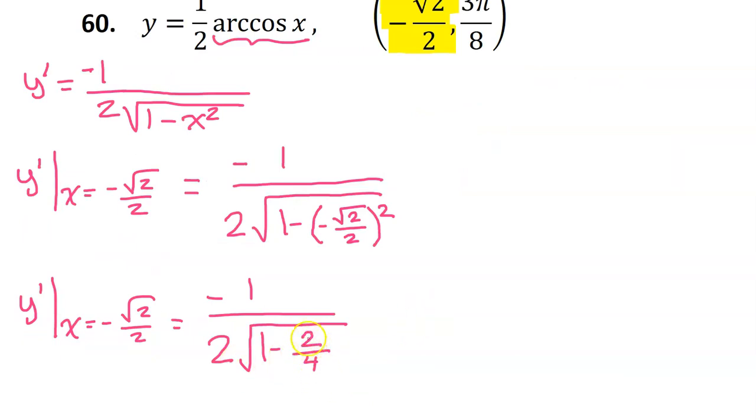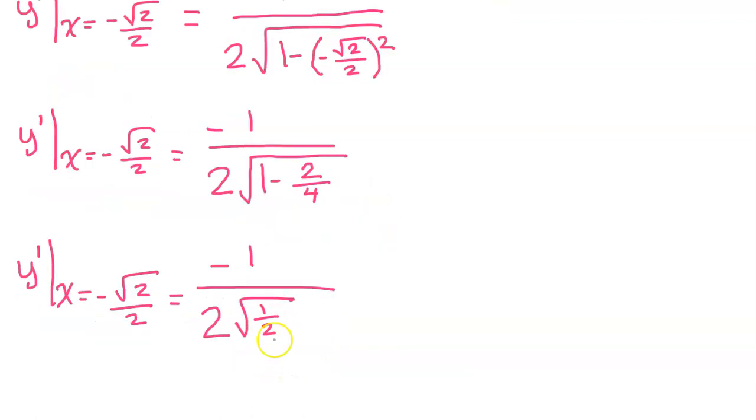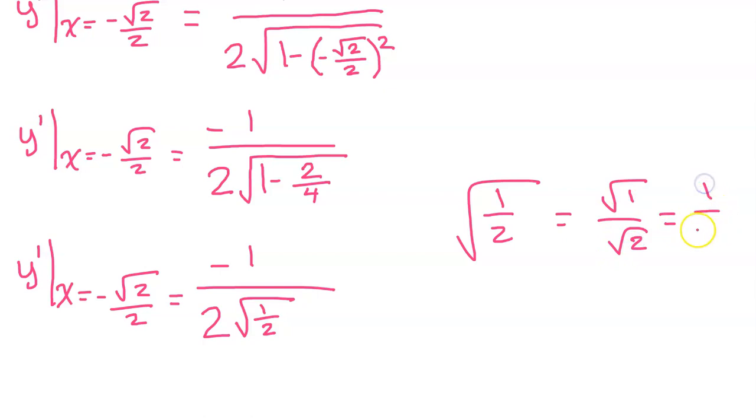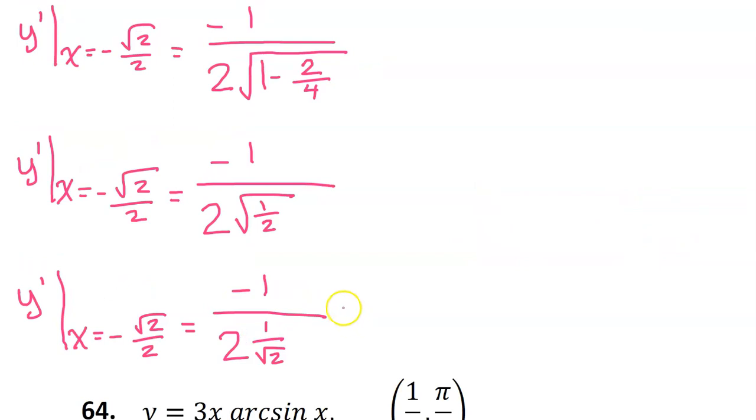2 over 4 is really 1/2, and 1 minus 1/2 is 1/2. So now I have this. If you take the square root of a fraction, you simply take the square root of the numerator and the denominator separately. So this is going to be 1 over the square root of 2 right here. So this will really just be 2 over radical 2. So now I have -1 over 2 over radical 2.